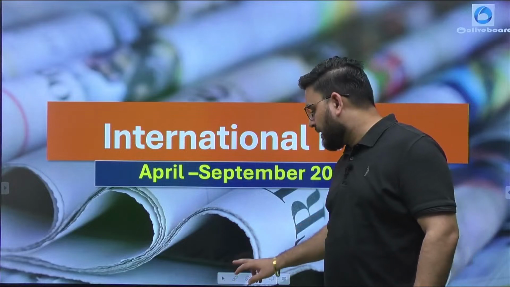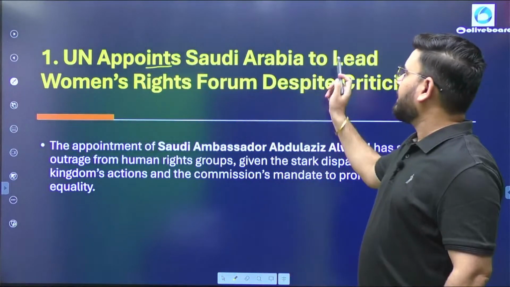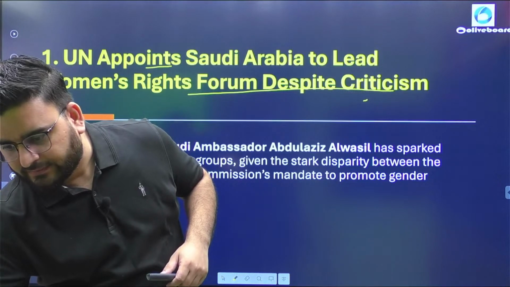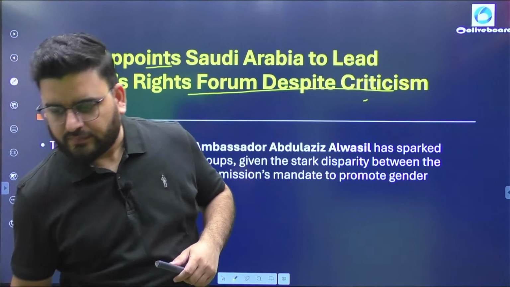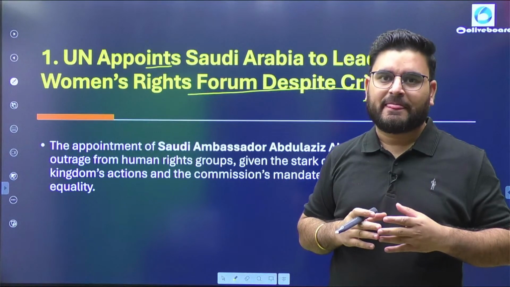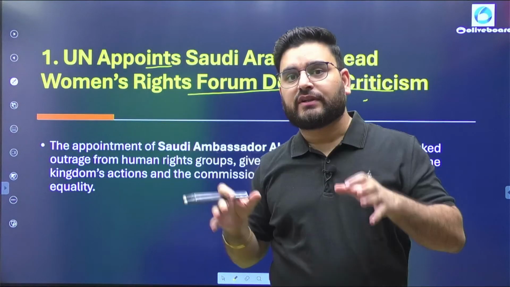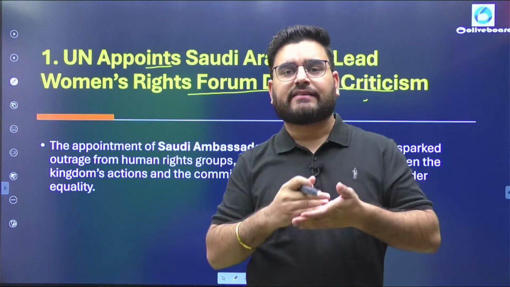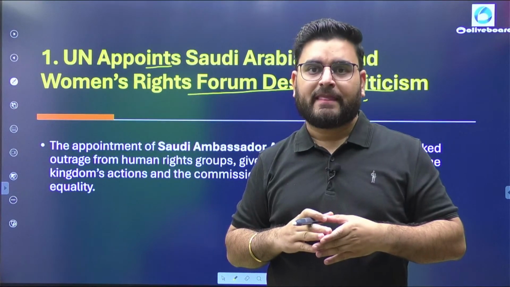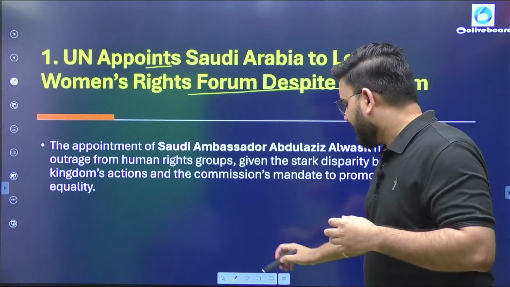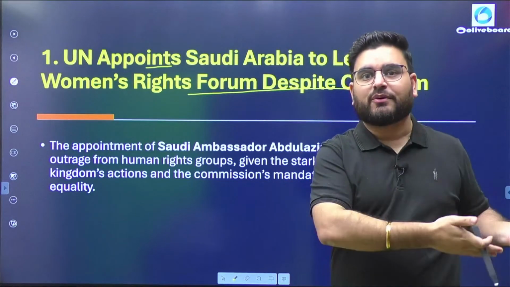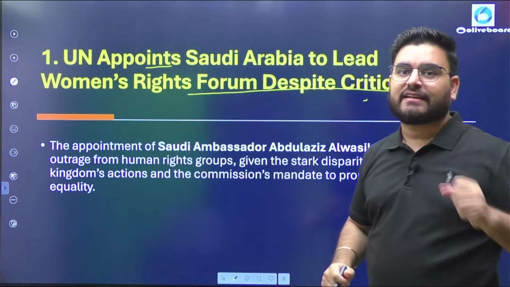First of all, we will be covering the international news, and in this, the first news was: United Nations appoints Saudi Arabia to lead Women Rights Forum despite criticism. See the irony here: Saudi Arabia has been appointed to lead the United Nations Women Forum. If you see the social conditions of women in Saudi Arabia, they are not as per international standards, or not even the bare minimum. Because of this, the United Nations has appointed Saudi Arabia and is facing criticism: you are not doing these things at your home, so how can you lead this at the international forum? That's why they have faced criticism.